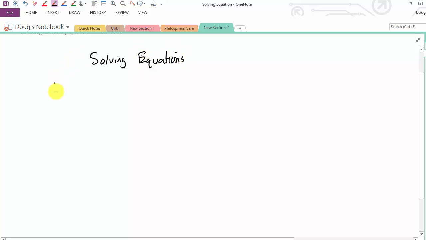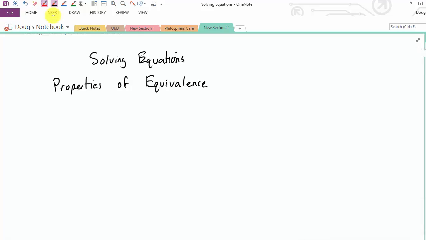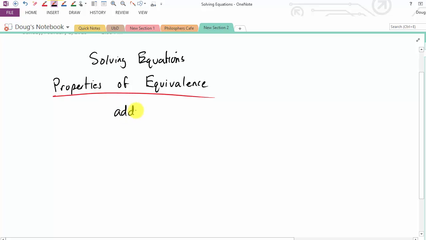So all this comes down to using properties of equivalence. These properties are in some ways pretty self-evident, kind of obvious, but yet when we go to solve equations, it can be kind of confusing or tricky. So there's two properties. One is addition. I guess addition, subtraction, it's kind of the same thing.